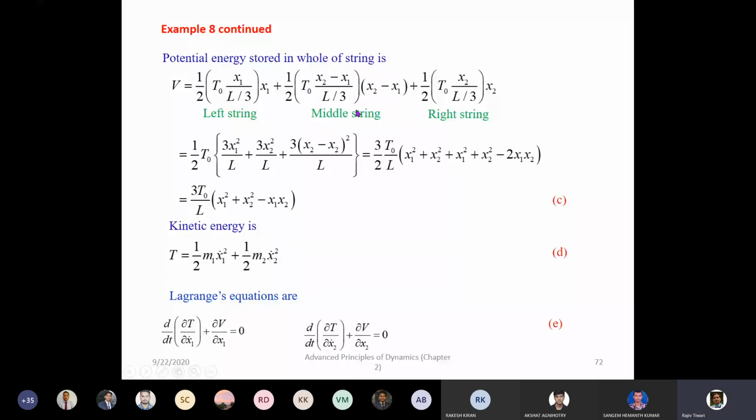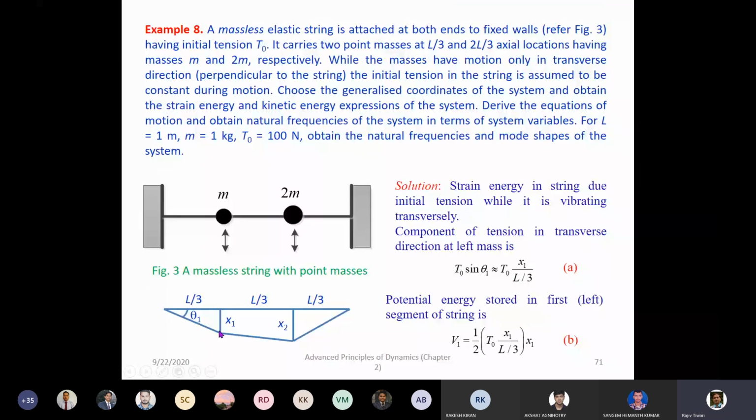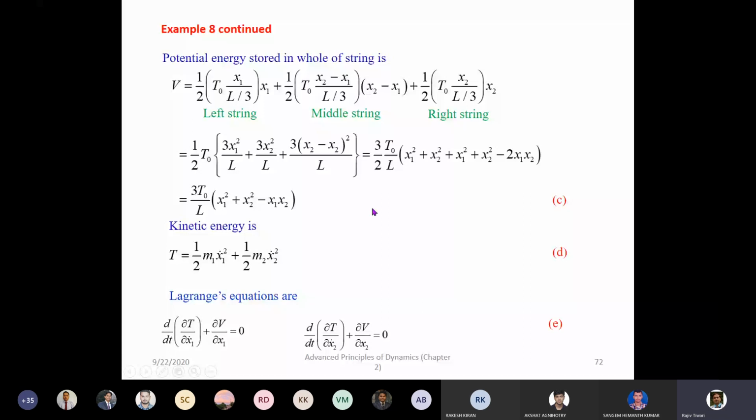This is for the middle string, because here we have displacement at either end of the string, x2 and x1. So the difference between these two is the extension, that is the relative displacement of the string. So this is the force component along that relative displacement. Into the relative displacement will give us the potential energy in the middle string.